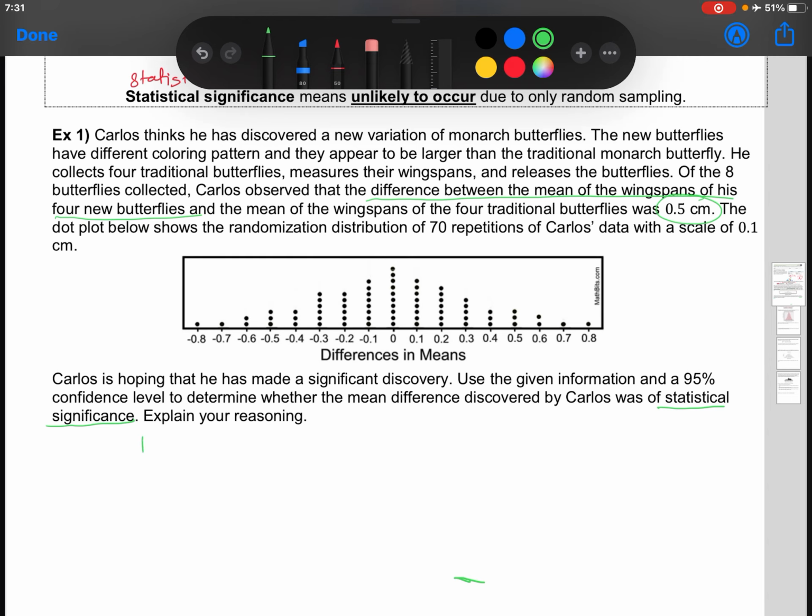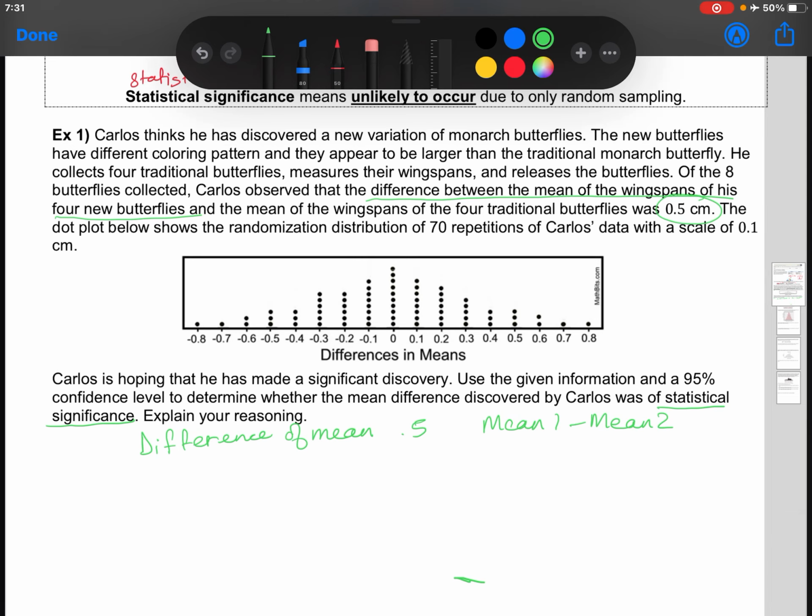So your difference of means, let's explain everything. Your difference of means is 0.5. How do you get that? You did mean 1 minus mean 2. You don't have to write that, but I just want you to understand how we got it, because in some questions you will have to find the difference of the means, okay?